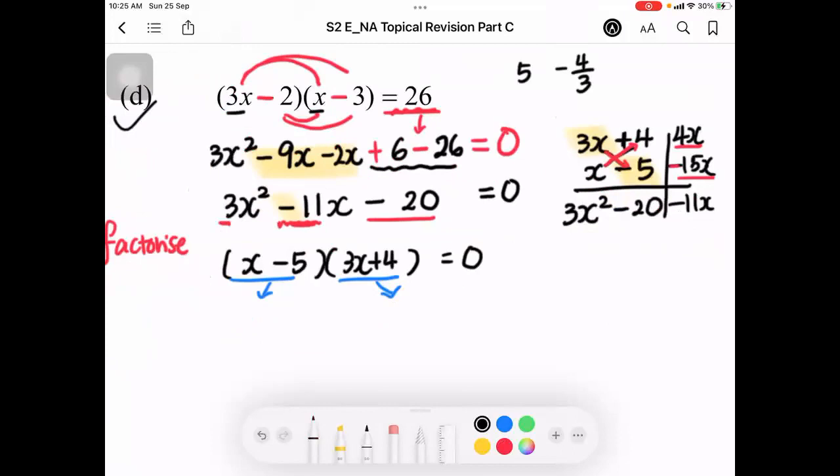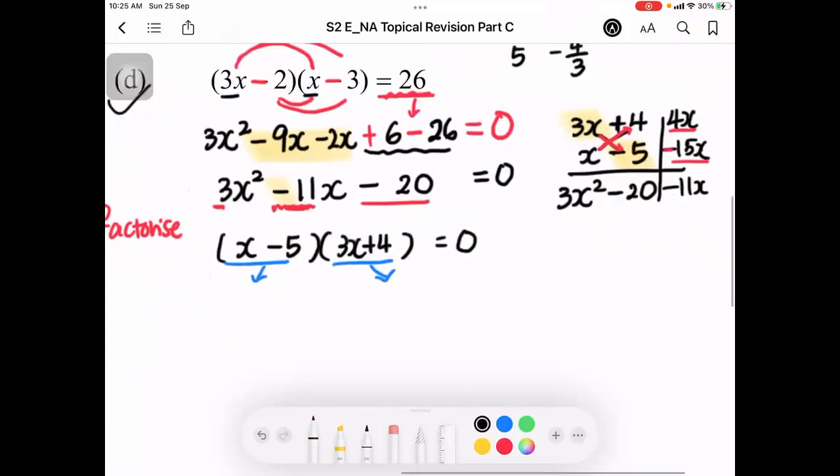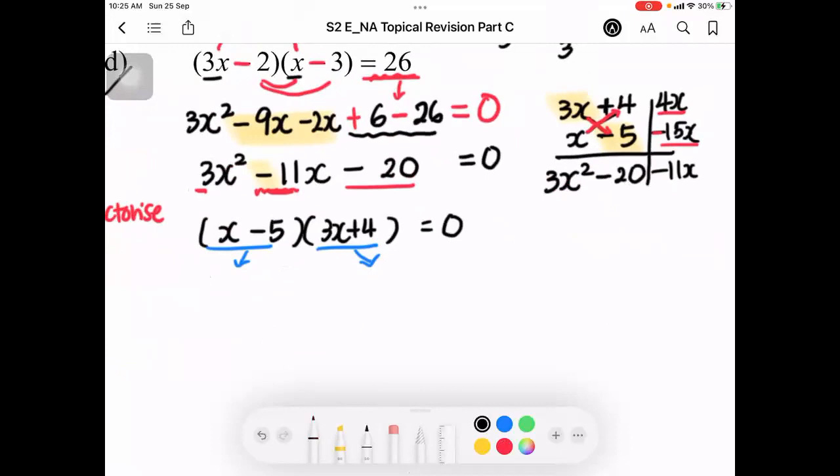Okay, can? Then ask Danny. Danny, come give me the first answer. X minus 5 equals 0. Thank you. Then x will equal the number 5. Yes. Next one, Elise, next answer. Elise, next answer. 3x plus 4 equals 0.